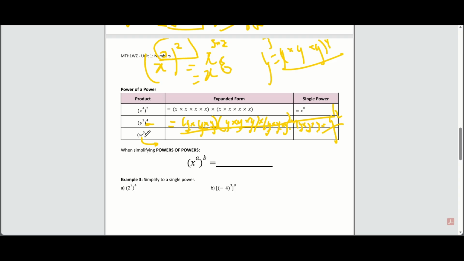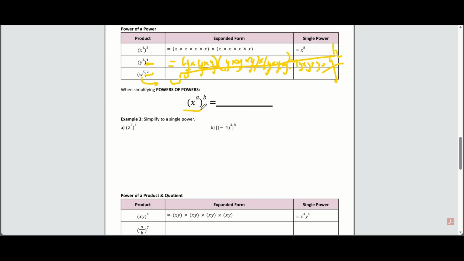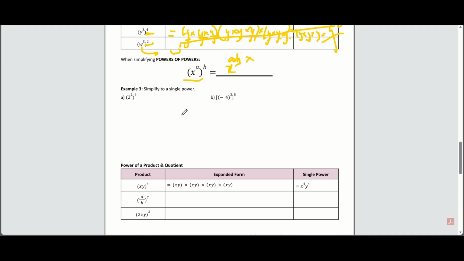And now we have w to the power of 5, so w times w times w times w times w being multiplied to itself twice, so one bracket and two brackets. So essentially, our single power is going to be w to the power of 10, because 5 times 2 is 10. Good job. And as I just mentioned before, x to the power of a inside a bracket, and then b outside is just going to be ab. AB with a dot in the middle, multiplying sign across, whatever you prefer, right?